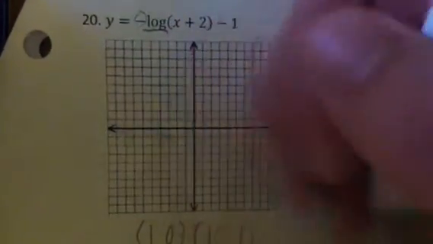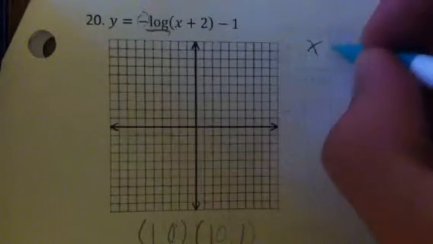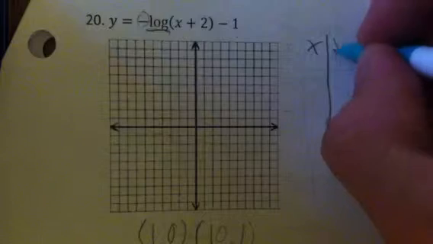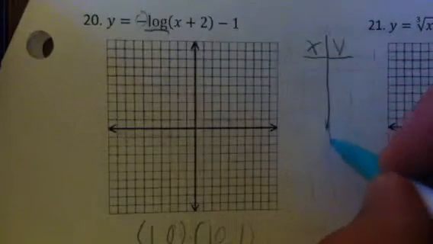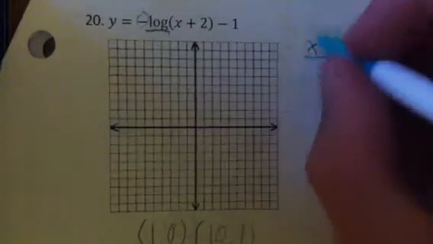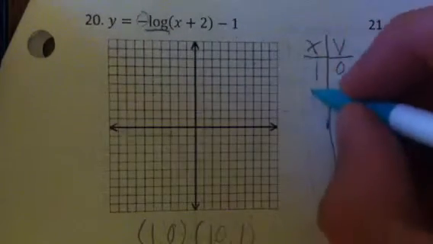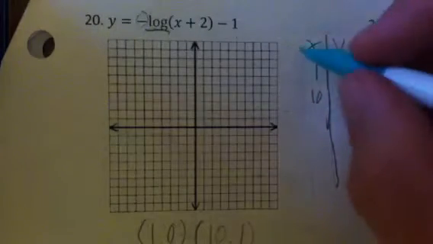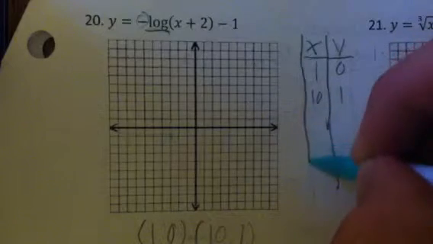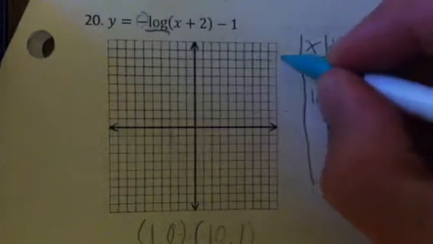Alright? So now let's put that into a table. We have x and y. Let's bring that on down. And then we have (1, 0) and (10, 1). Alright, so that is our important points on this function, on the parent function at least.